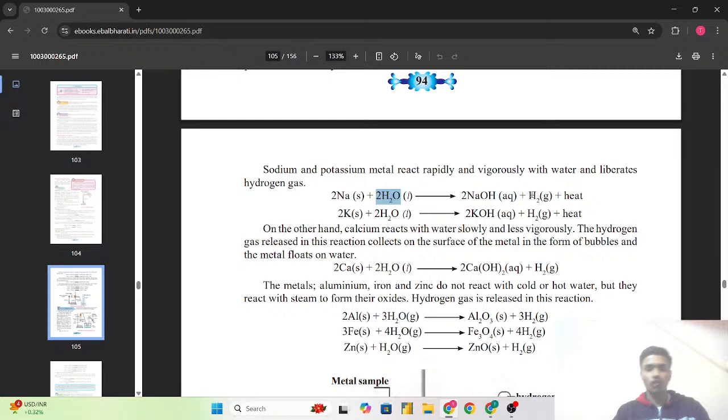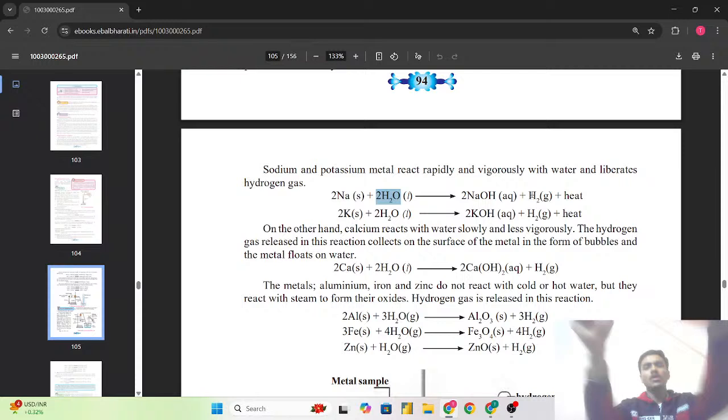Such reactions, as we have seen, are of two different types: endothermic and exothermic. In this reaction the heat is liberated or given out, so this type of reaction is an exothermic reaction. Again, we have a second example of the reaction: potassium, when it reacts with water, leads to the formation of potassium hydroxide. Hydrogen gas is liberated along with the heat.